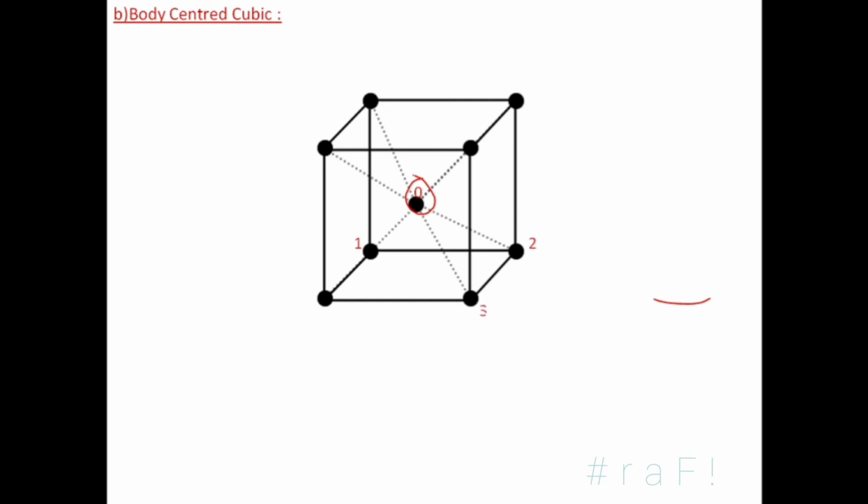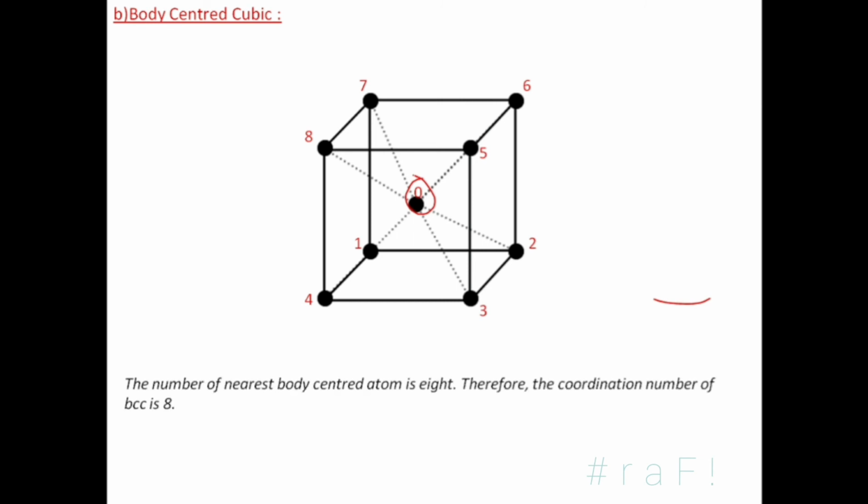1, 2, 3, 4, 5, 6, 7 and 8. Remember, this one is a center atom, hence the 8 corners are equidistant to this one, and the nearest neighbors for this atom are 8. Therefore, the number of nearest atoms to the body center atom is 8. Therefore, the coordination number of BCC is 8. Examples of body-centered cubic are sodium, barium, uranium, etc.